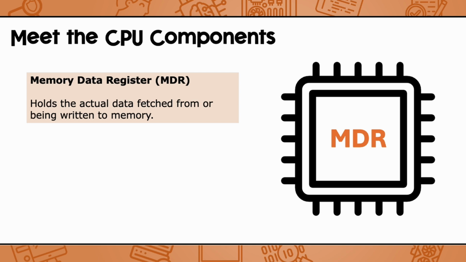Next we have the MDR, the memory data register, which holds the actual data or instruction that has been fetched from memory, or that is about to be written back into memory. If the memory address register shows where, then the MDR shows what.